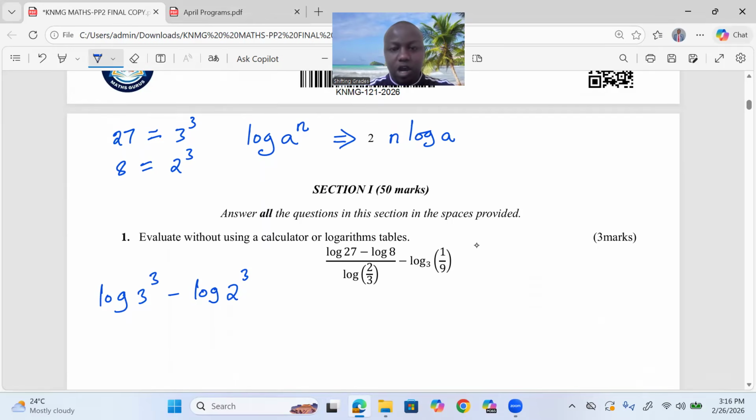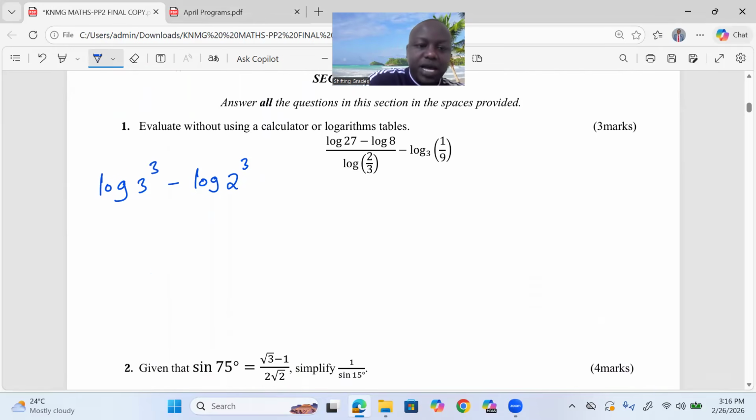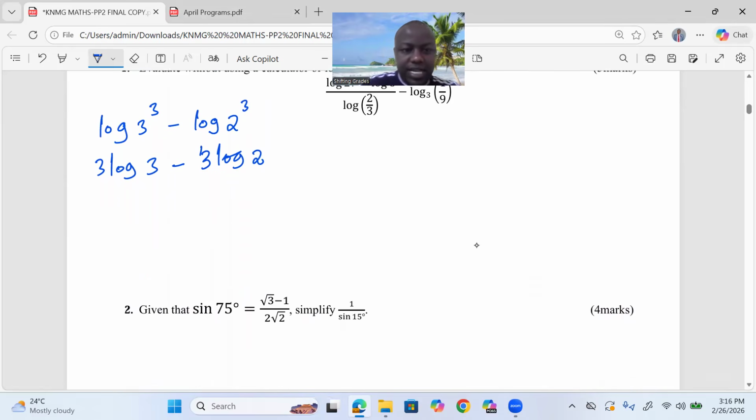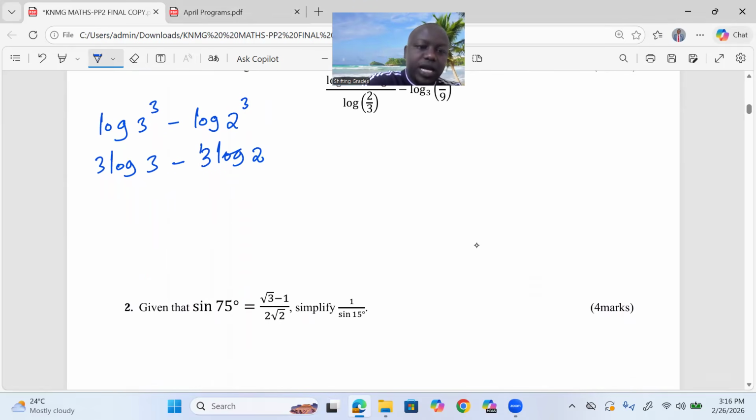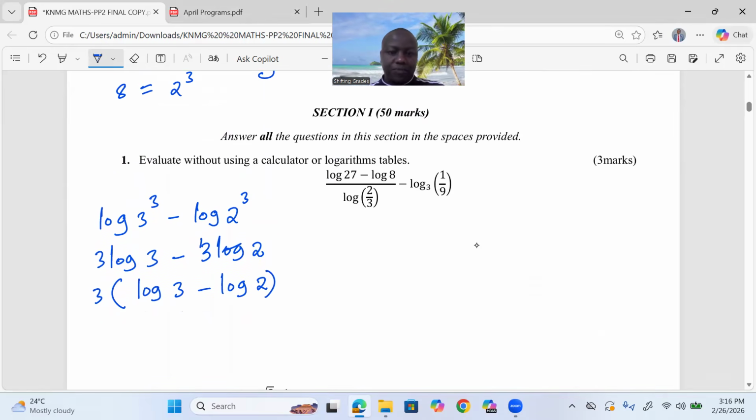So relax, hold on. So now, can we agree that this is 3 times the logarithm of 3 minus 3 again, times the log of 2, from that power of indices. Then numerically, we know we can factor out the 3. 3 is factored out, and now we remain with the logarithm of 3 minus the logarithm of 2 that way. So at least we are somewhere now. The numerator is simplified to some extent.